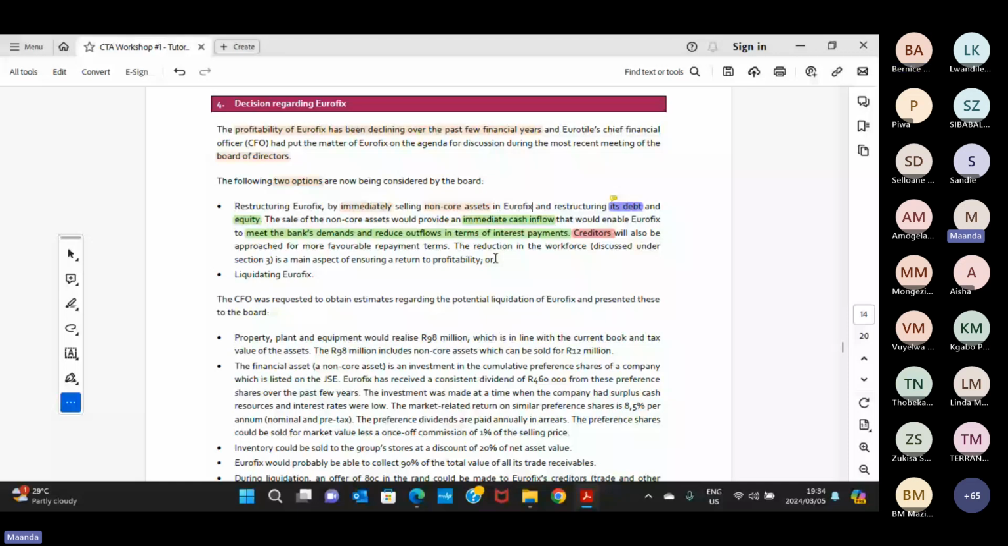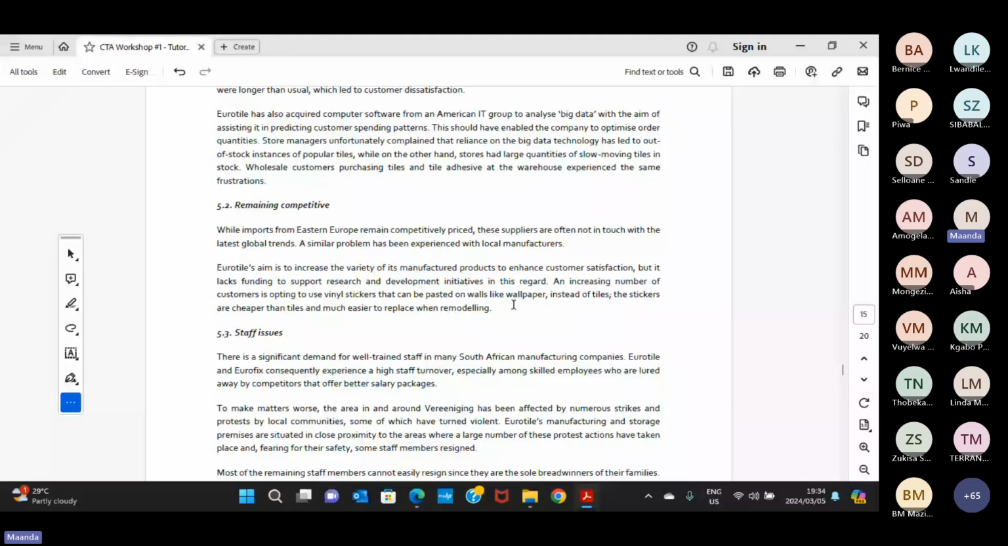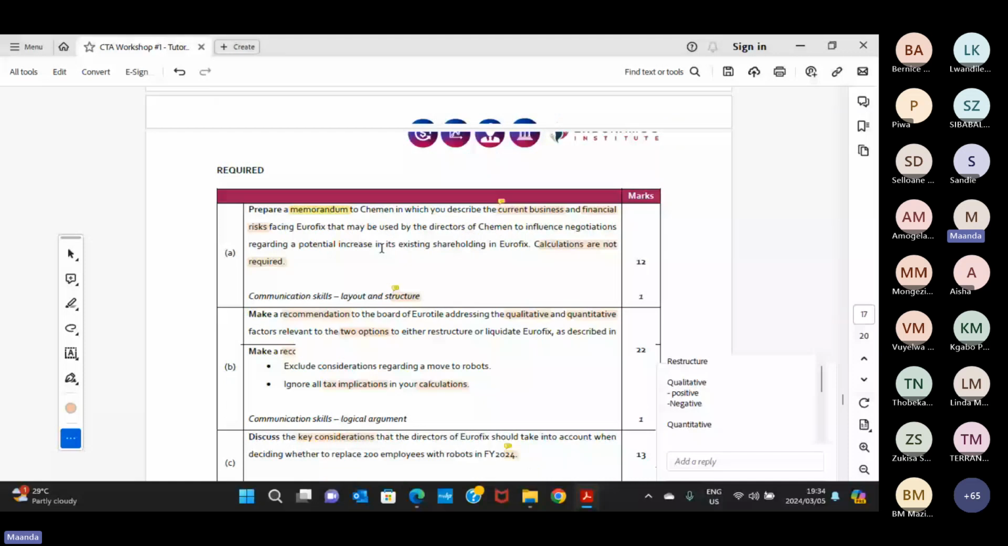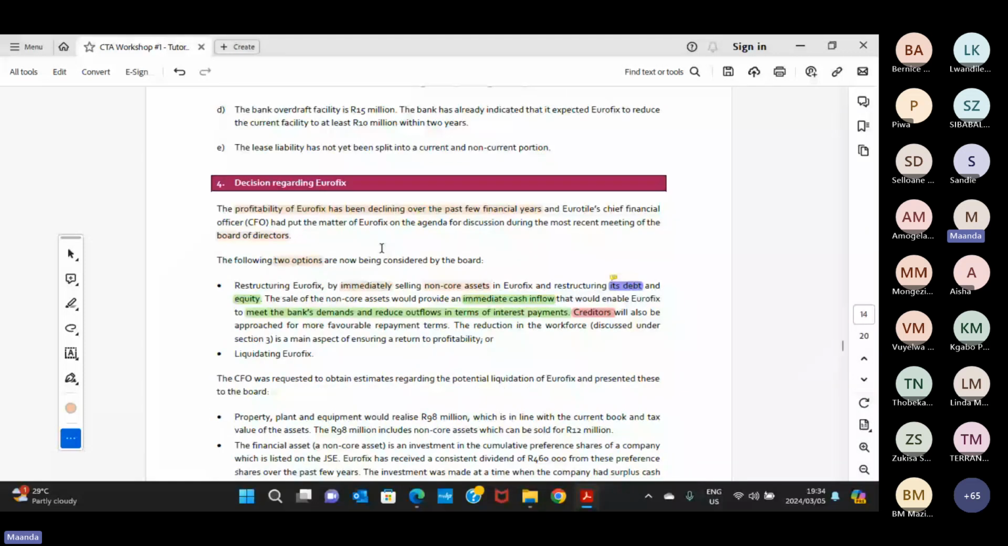Okay. All right. So we have broken down the scenario, the required, and the structure that you need to follow. So let's deal with the first part, being the restructuring. What are the qualitative factors that you guys thought about? The qualitative and quantitative factors that you wrote down when you were going through this tutorial. What are some of the things so that we can discuss them?